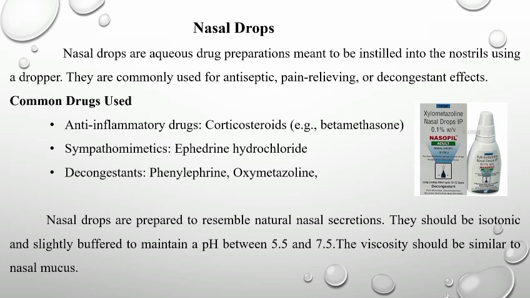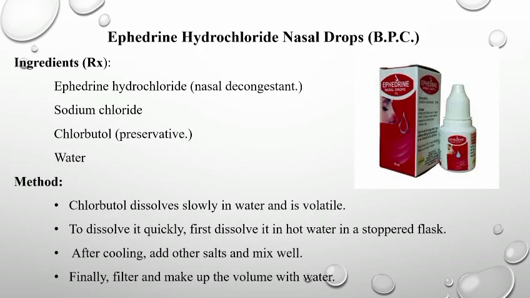During preparation, the nasal drop should be isotonic and should be buffered to maintain the pH between 5.5 and 7.5. The viscosity should also be similar to that of the nasal mucus. These nasal drops are prepared to resemble our nasal secretion. The example for nasal drops is ephedrine hydrochloride nasal drops.